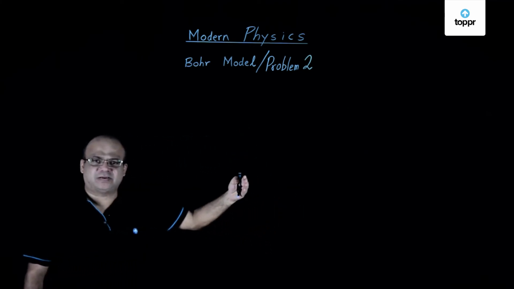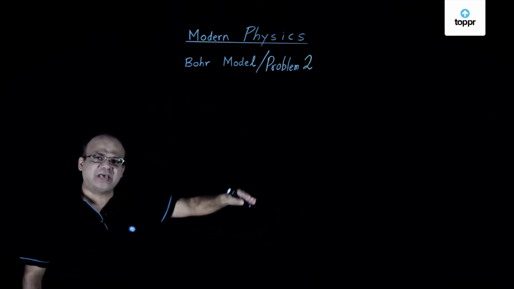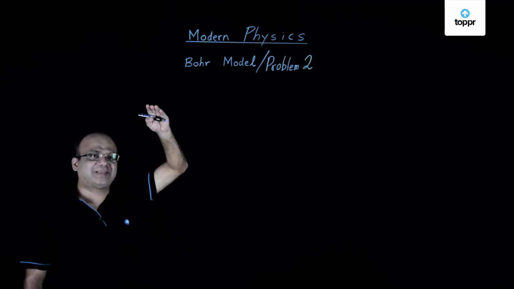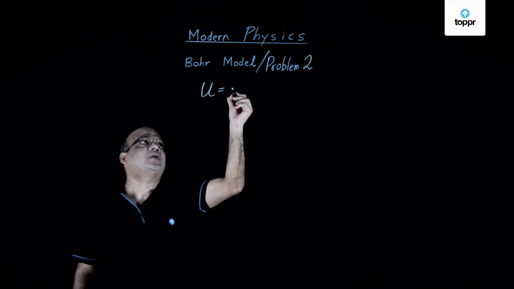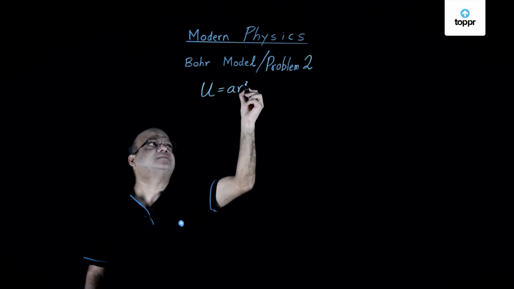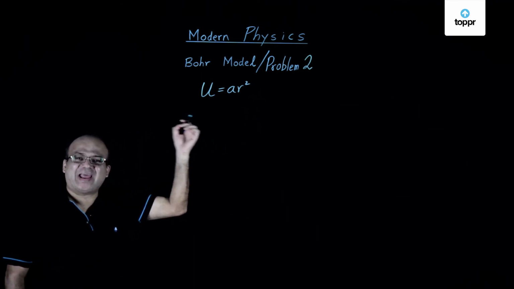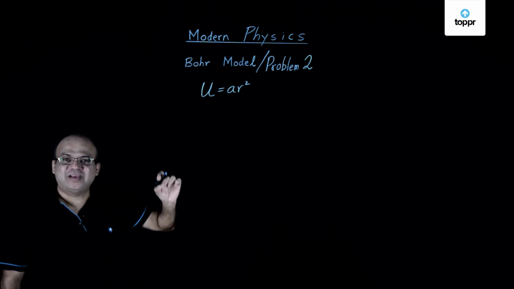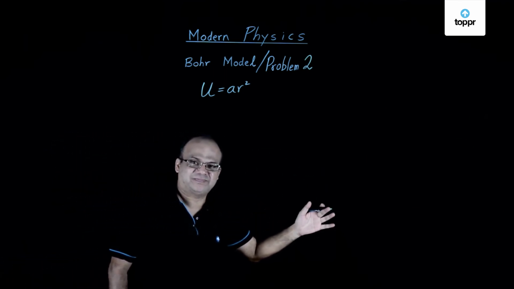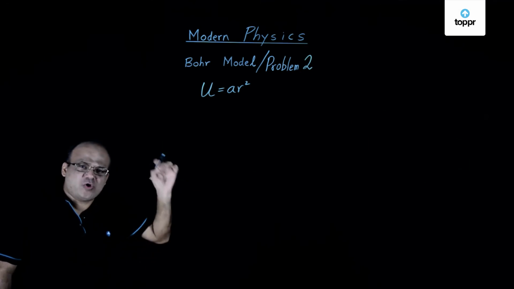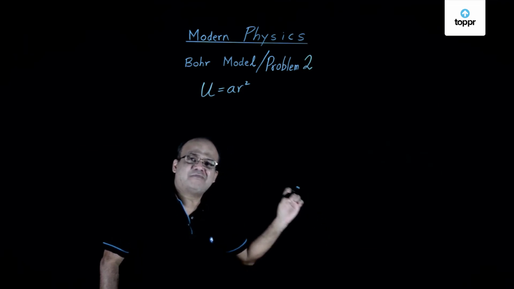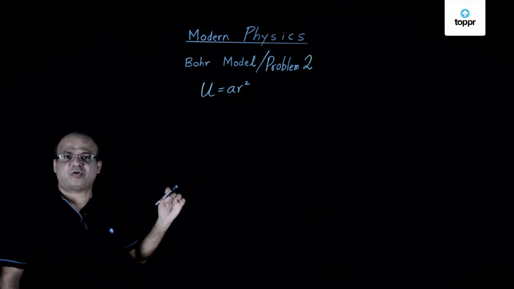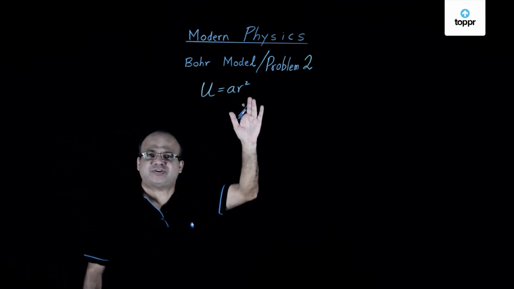A small particle of mass m is moving in a circular orbit such that its potential energy U is equal to A R squared, where A is a constant and R is the distance of the particle from the center of the circular path. The question is, using Bohr's model of quantization of angular momentum, find the radius of the nth allowed orbit. Now potential energy is given as a function of R.